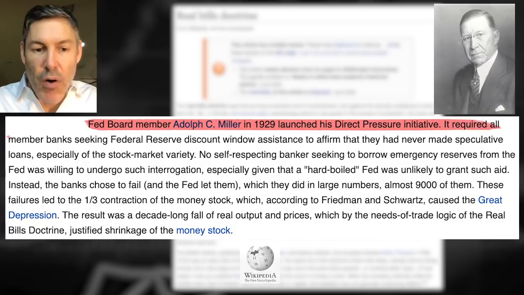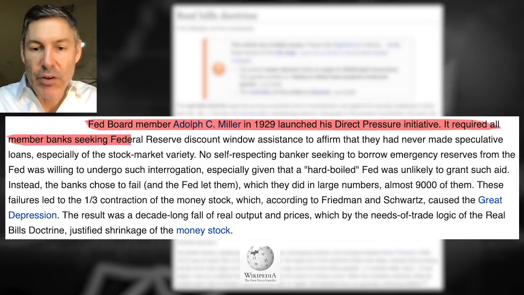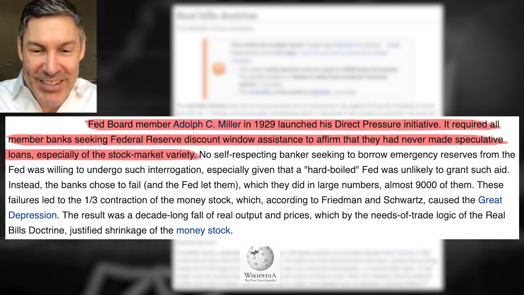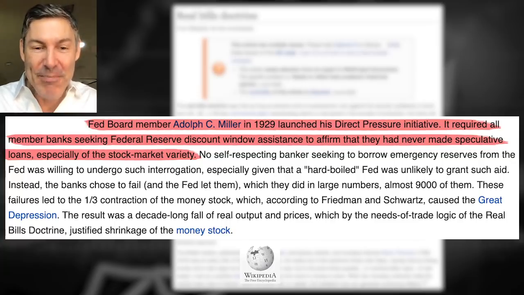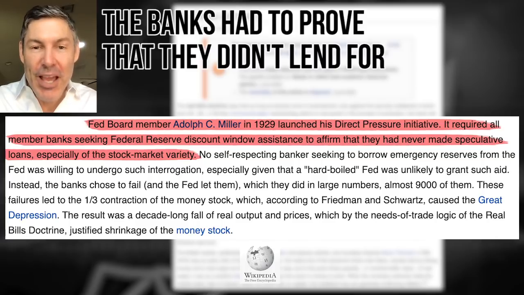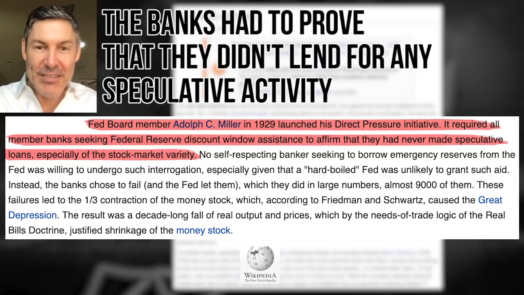It required all member banks seeking Federal Reserve discount window assistance to affirm that they had never made a speculative loan, especially of the stock market variety. Can you believe that? Back then, the banks had to prove that they didn't lend for any speculative activity.